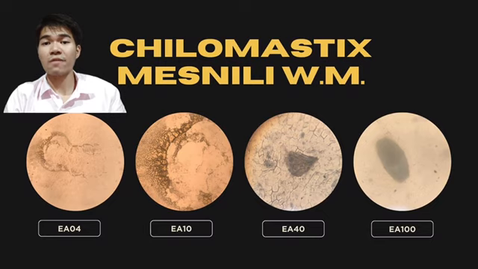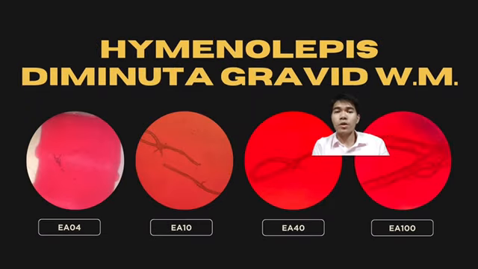Then moving on, we have the Chilomastix mesnili. It infects the human intestines and can cause gastrointestinal diseases. The shape is pear-shaped with a single flagellum, and the color varies, but is very often colorless. Then moving on, we have the Hymenolepis nana gravid. It is a tapeworm that infects rodents and occasionally humans. It is a flattened, ribbon-like structure. The color is transparent or slightly opaque.